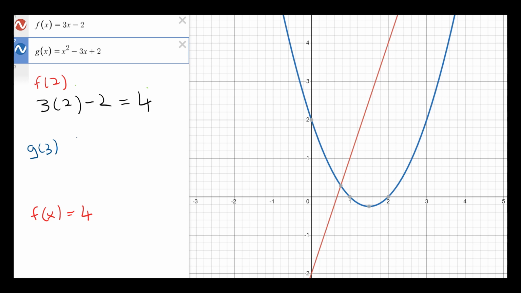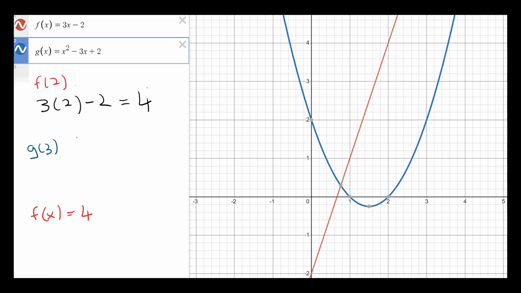And you can see from your function here, when you sub 2 in for x into your red function, you come up to your function where it cuts it, and you come across and your corresponding y value is 4. The same with the next one, except we're using the other function.